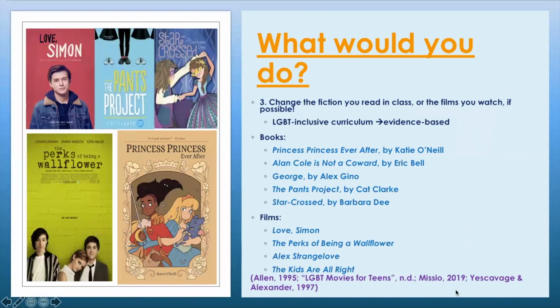All of this is essentially part of an LGBT inclusive curriculum, which is evidence-based. What LGBT inclusive curriculums do, it actually has been shown to reduce homophobic related school bullying in a lot of different schools, which is essentially the practice of including fiction, films, or other types of media or mass media to represent gay characters, gay authors, or gay issues. This can include books like Princess Ever After or Love, Simon, amongst many others.